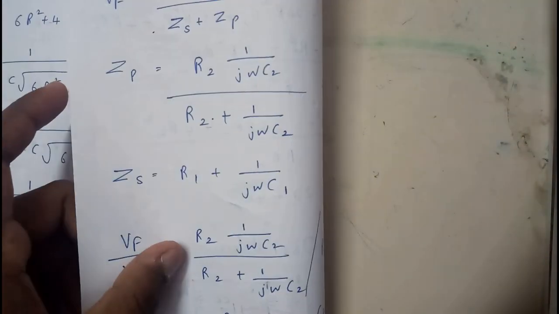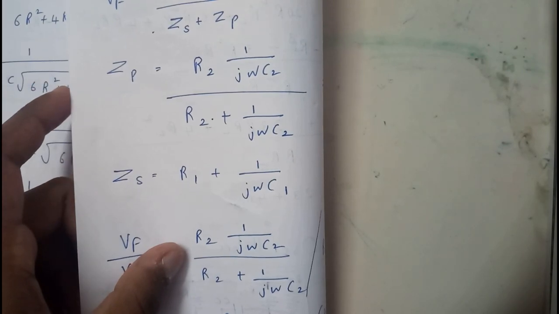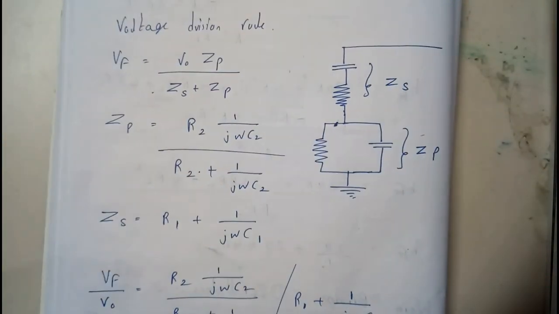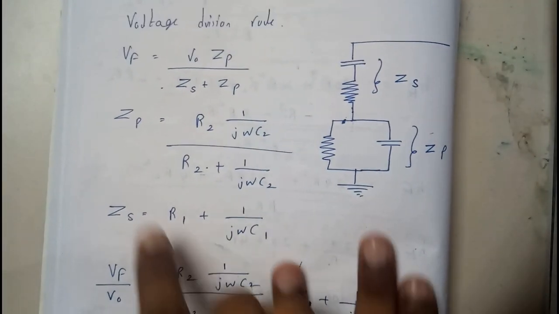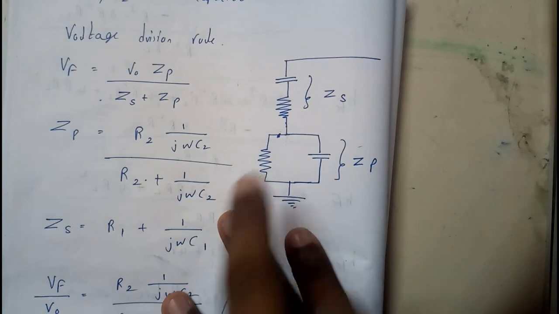ZS is this, and we need VF and V0. V0 will be the initial and VF will be the output. Okay, that's fine. Yeah, that's how this equation is completely designed. So ZP is nothing but these two in parallel.